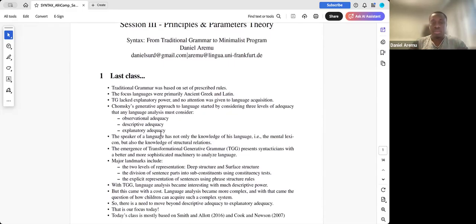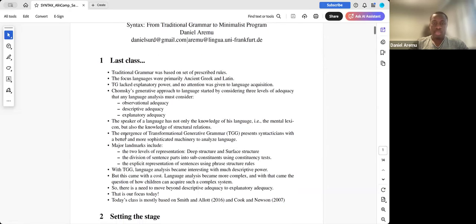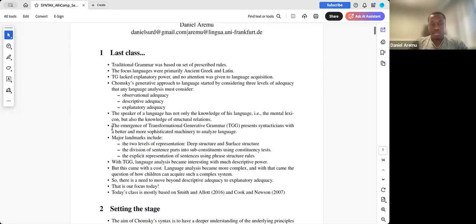So not just describing or not just prescribing rules. We also saw last week that Chomsky's generative approach to language started by considering three levels of adequacy: the first is observational adequacy, then descriptive adequacy, and explanatory adequacy. And this is important because the aim of the generative enterprise basically is to look at the native speaker's intuition.